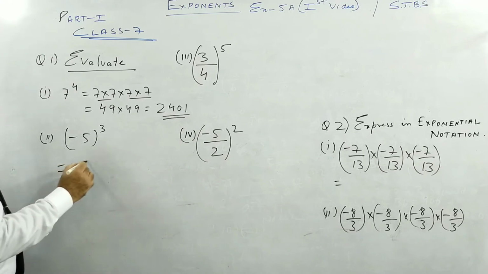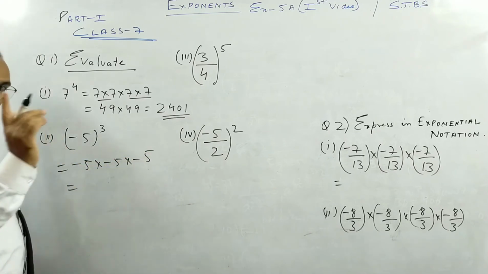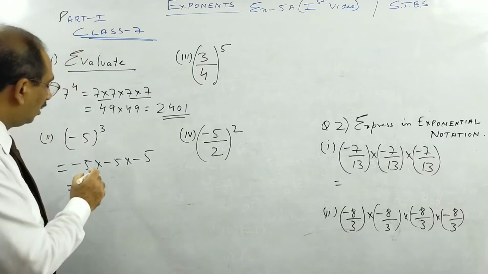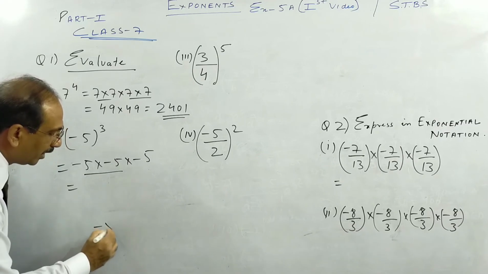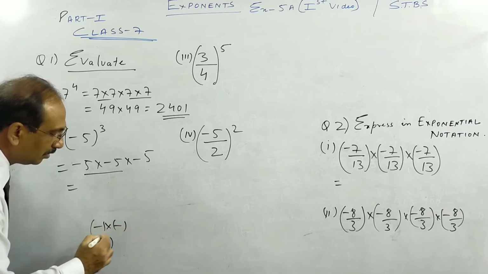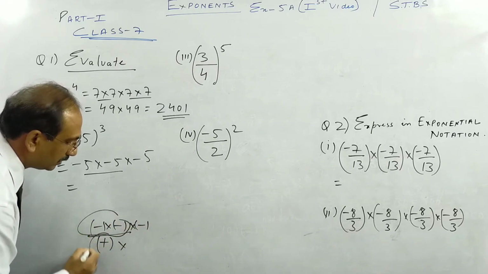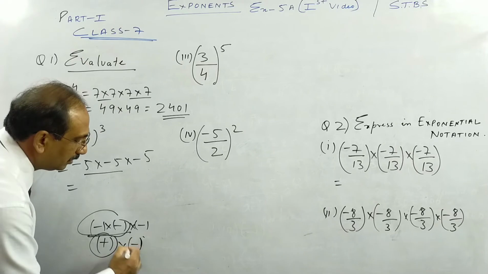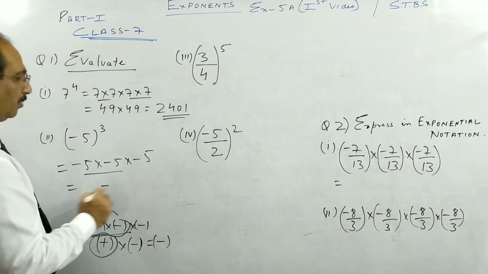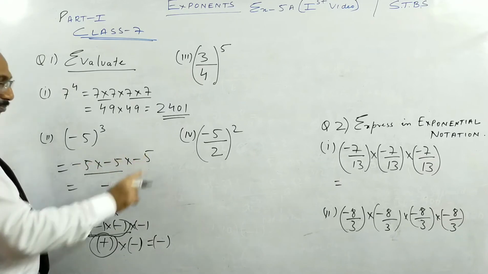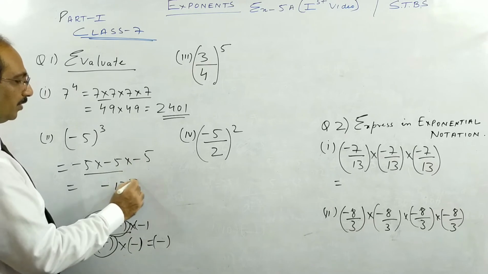Now see this next one, minus 5 multiplied with itself 3 times. So first see about the sign, children. Minus minus becomes plus. Okay, the next minus, so this gives you plus minus, which gives you minus. So the answer will be minus. 5 5s are 25, 5 25s are 125.